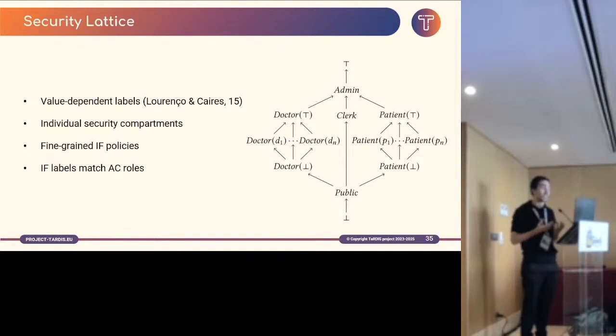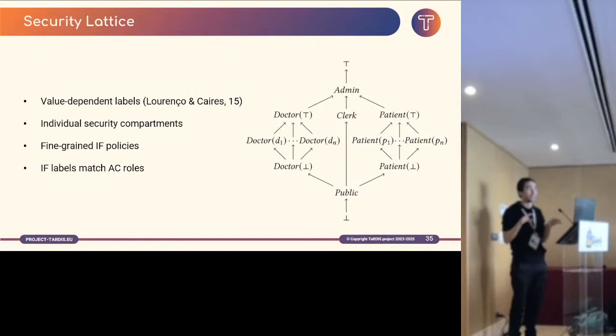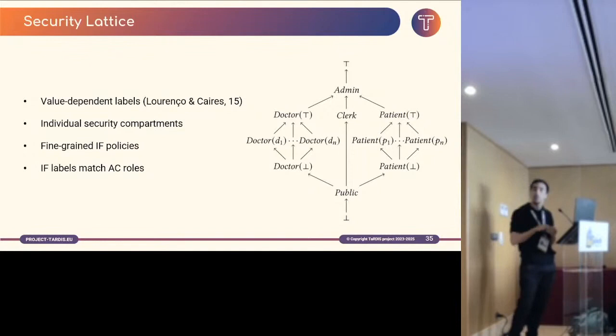For instance, if we use a non-parameterized label such as clerk, every clerk shares the same security compartment, and therefore every clerk can access every clerk's information. So if we use the single label patient, a patient could access other patients' data, and we do not want that. So therefore, we use value-dependent information flows.